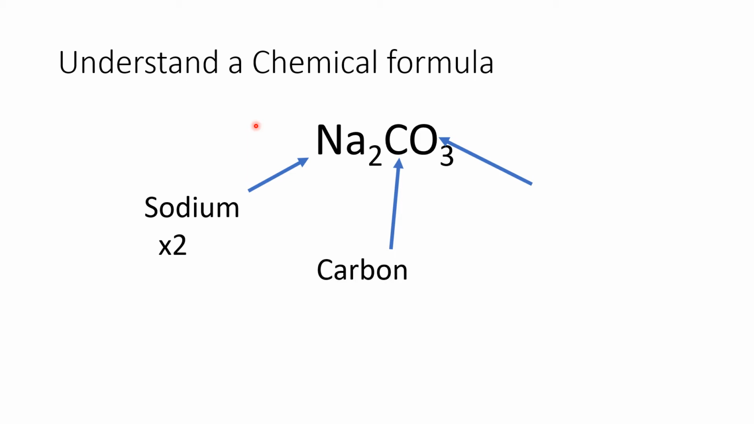Now if we move on to carbon, carbon has no big number to the left, and there's no small number to the bottom right. That means carbon has 1 atom. And with oxygen, it's got no big number to the left, but does have a small 3 to the bottom right. That means we do 1 times 3, and that gives us that oxygen has 3 atoms.